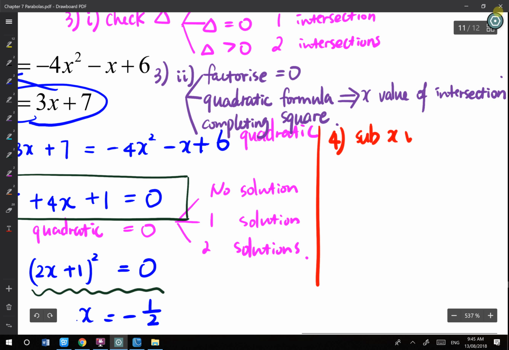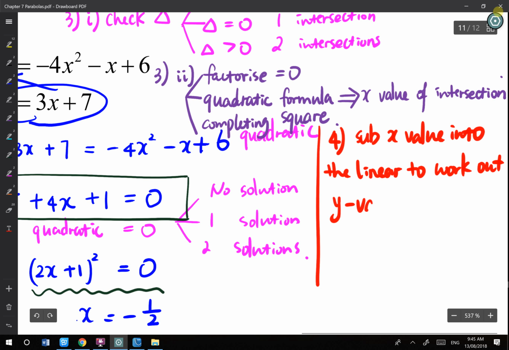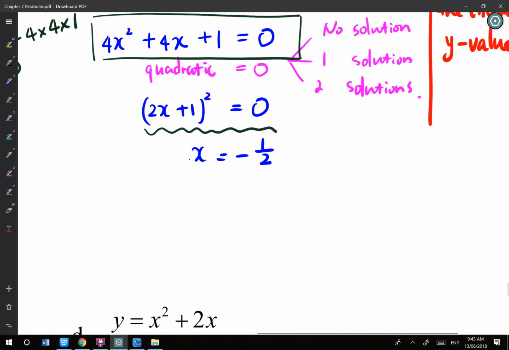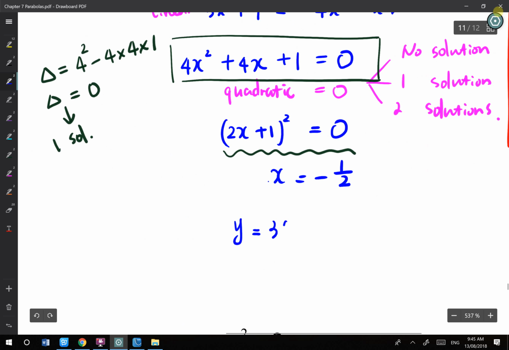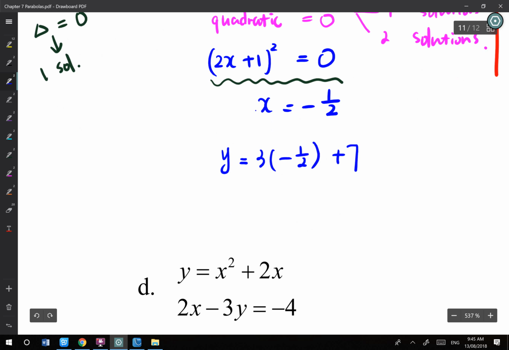Sub x value into the linear to work out y value. Okay, sub x into the linear to work out the y value. So what I should have is y equals 3 times -1/2, 3x plus 7. Y equals -3/2 plus 14/2. Y equals 11/2.